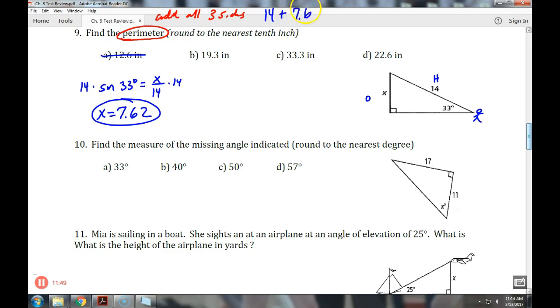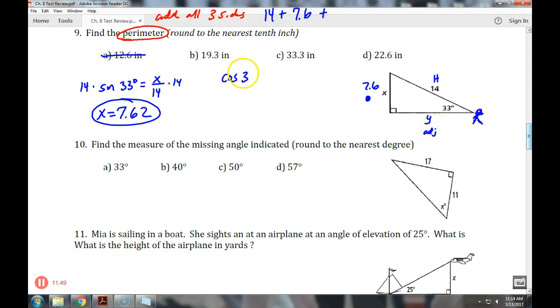So 7.6. And now I got to find another side. So I'm going to write that 7.6 up here. Now I want to find this side. Let's call it Y. So when standing here where my guy is, this is adjacent. So I think I'm going to now use cosine.